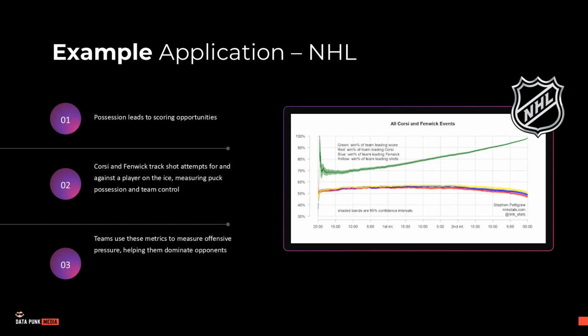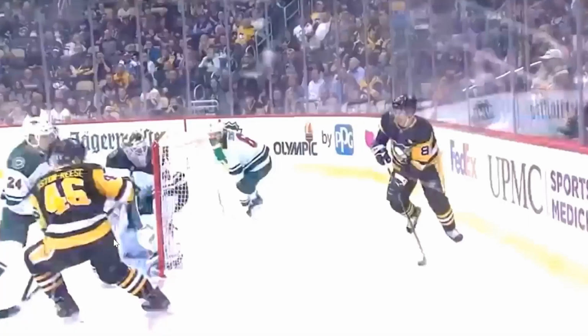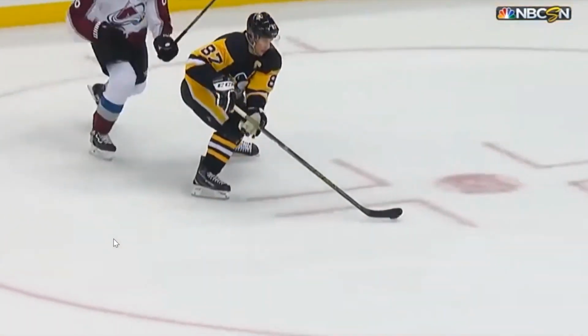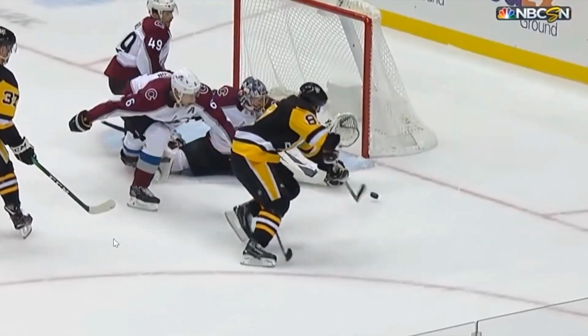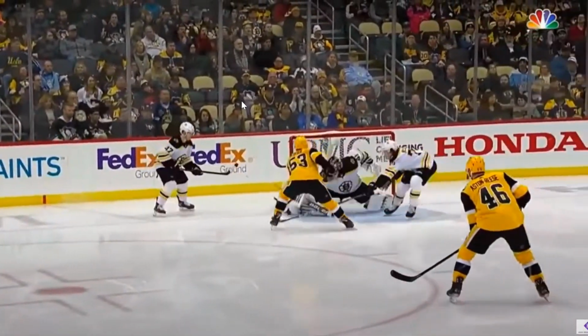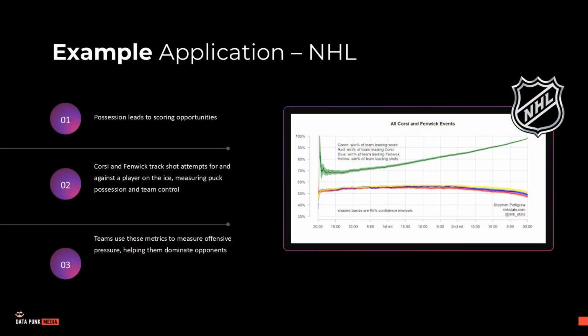Advanced metrics like Corsi and Fenwick track shot attempts for and against a player on the ice, measuring puck possession and team control. Many NHL teams use these metrics to measure and build a sustained offensive pressure, helping them dominate opponents. In hockey, possession often leads to more scoring opportunities, making these metrics essential for successful strategies.